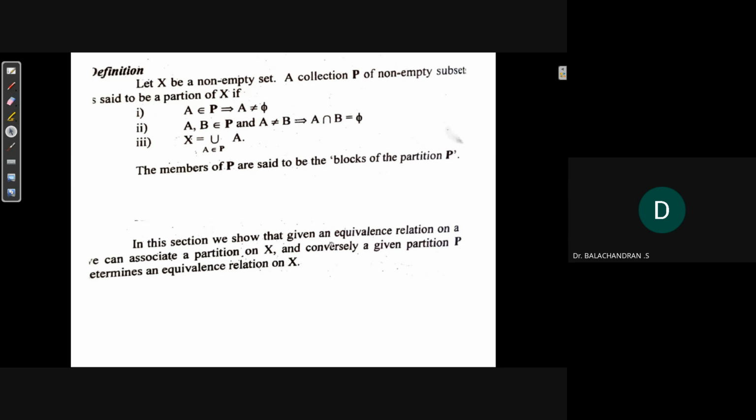Now in this section, we are going to show that an equivalence relation on a set and a partition are related. So actually, what do these three lines say? If I give an equivalence relation, we can find a partition. Similarly, if I give you a partition, we can find an equivalence relation, both ways. Again, I'll repeat. Suppose X is a given set. If I give you an equivalence relation, we can find a partition. Similarly, if I give you a partition, you can find an equivalence relation.